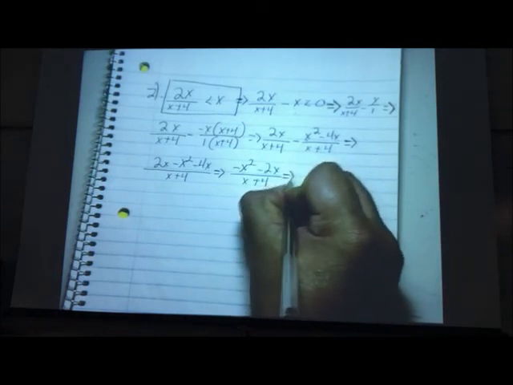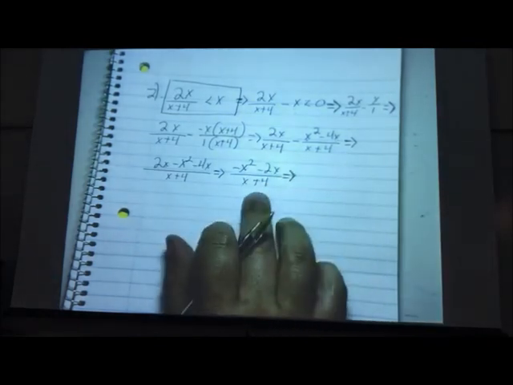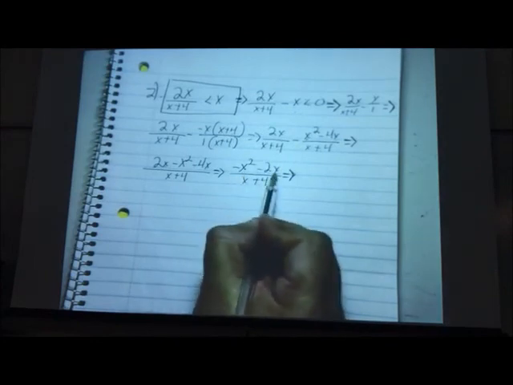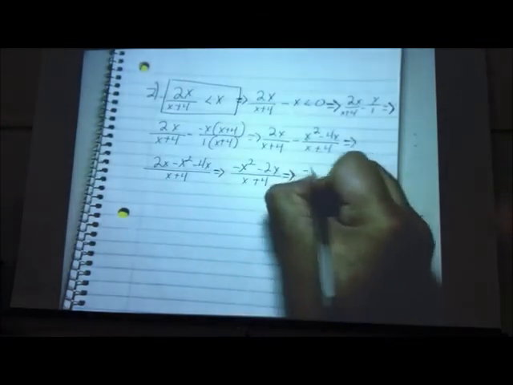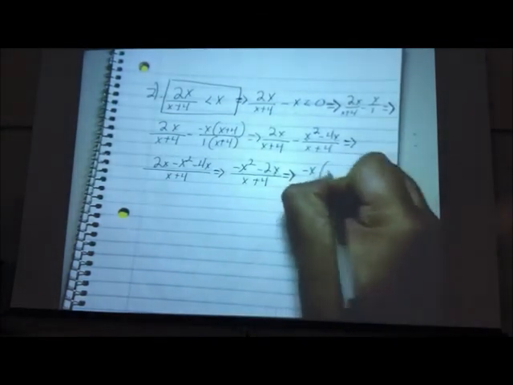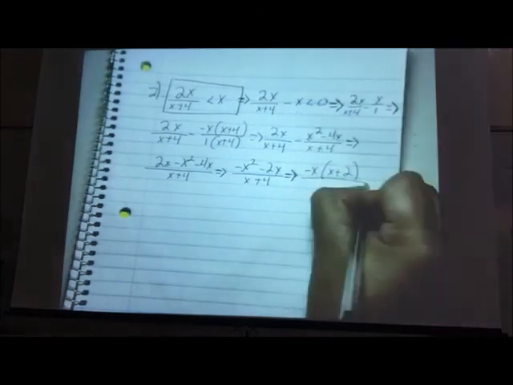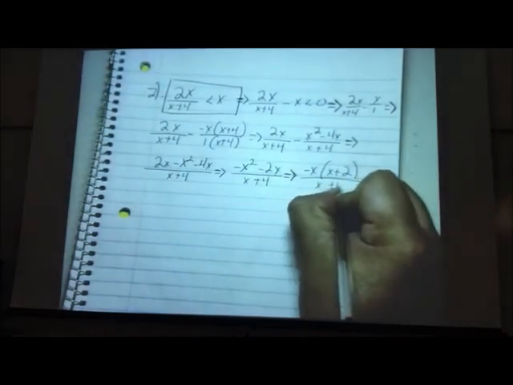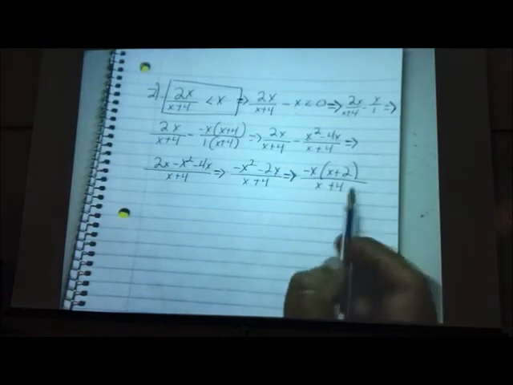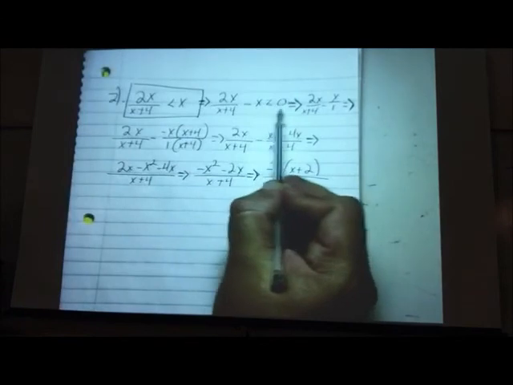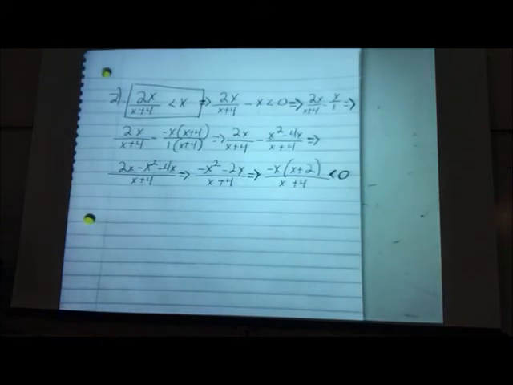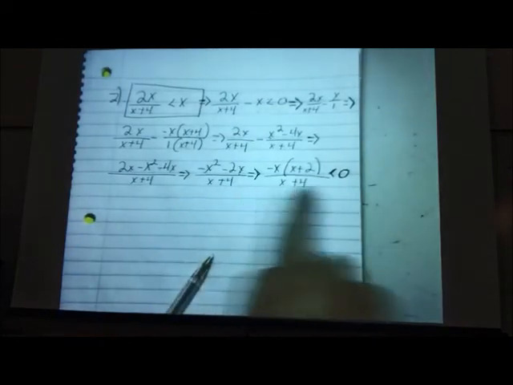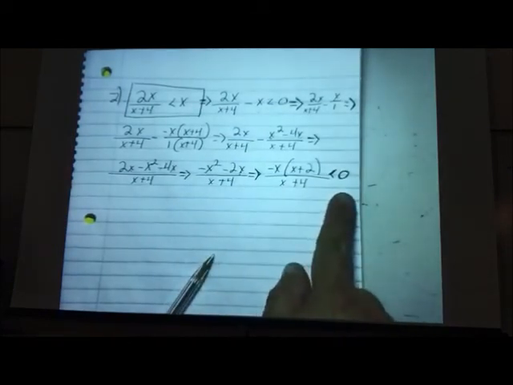One more transformation. From here, we can factor out an x, which means negative x is better. Negative x, parenthesis, x plus 2 over x plus 4. Now we've got, this is the last transformation. Since it's the last transformation, I'm going to bring this guy back, less than 0. So we know where we're at, right? We're here. Now we can set everything to 0.